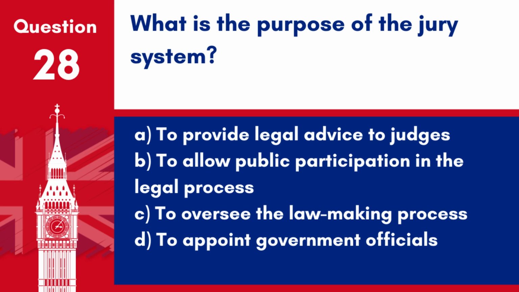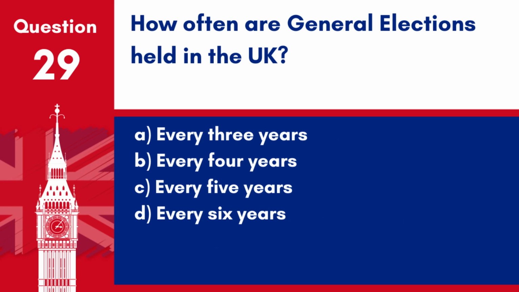A. To provide legal advice to judges. B. To allow public participation in the legal process. C. To oversee the lawmaking process. D. To appoint government officials. Answer. B. To allow public participation in the legal process. The jury system enables citizens to participate directly in the legal processes by determining the guilt or innocence of a person in a trial. Question 29.